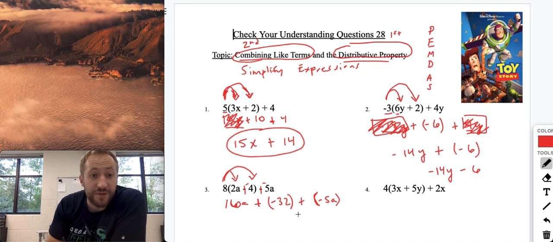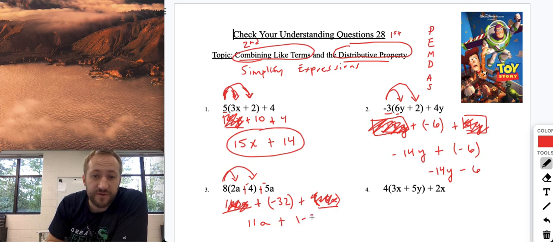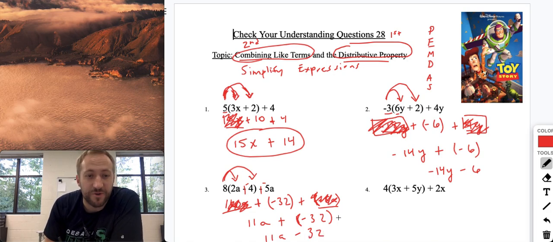All right, let's combine like terms. 16a is a like term with negative 5a. I'm going to add the coefficients. 16 plus negative 5 adds up to give me 11a. I'm done with those. And then negative 32 doesn't have any like terms, so plus negative 32, with the parentheses right there. Or you could have written it like this, 11a minus 32. Same exact expression, just whatever you prefer.